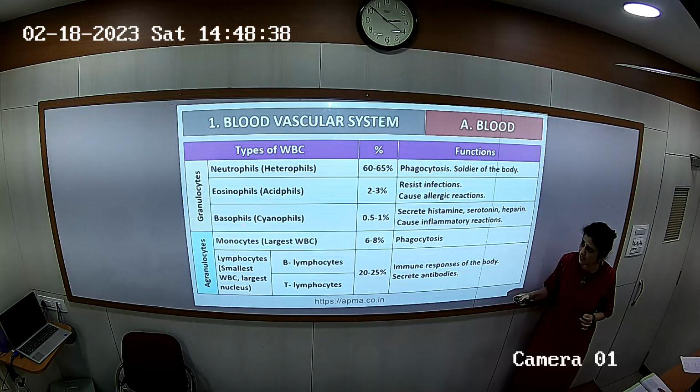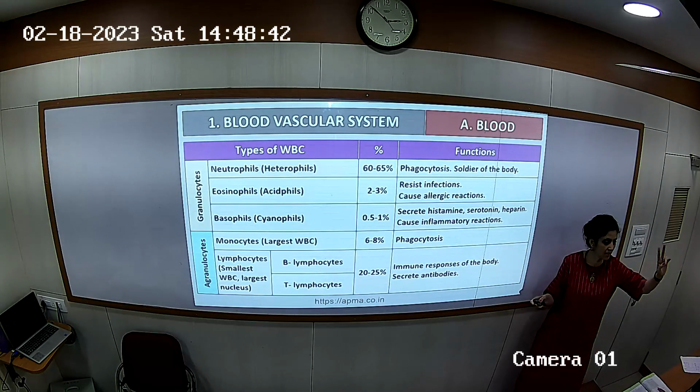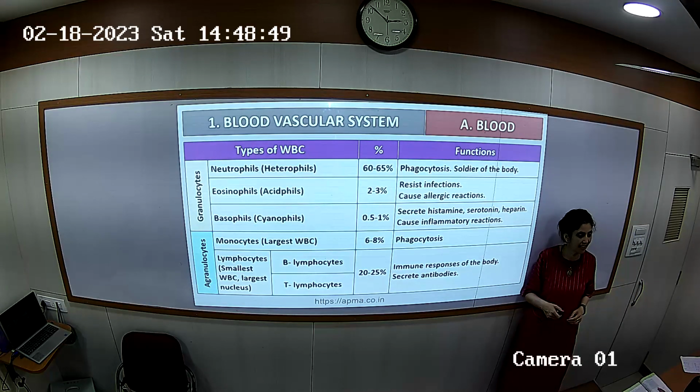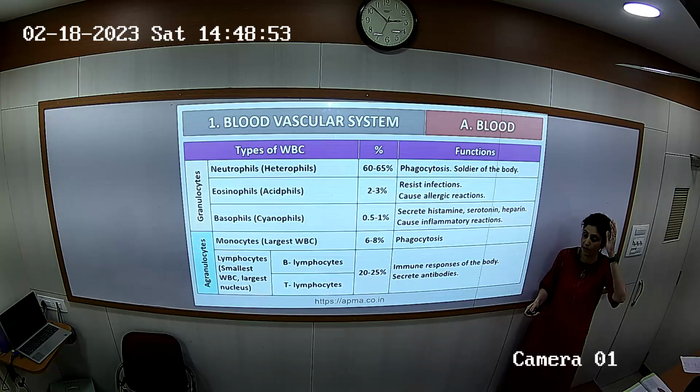Monocytes share the function of phagocytosis. So phagocytosis, which 2 cells? Neutrophils and monocytes. Okay, one is the granulocyte, one is the agranulocyte. So tell me the agranulocyte which does phagocytosis. It is the monocyte. So such questions will be asked.